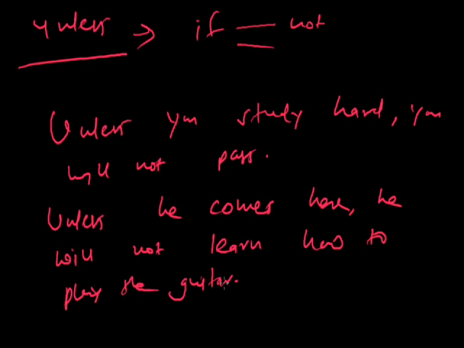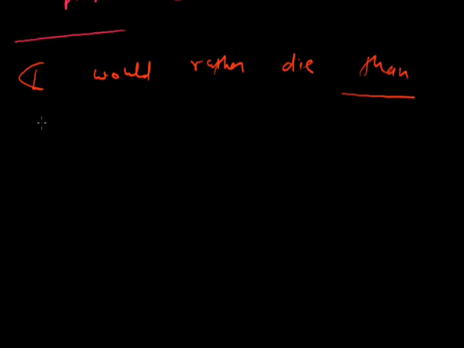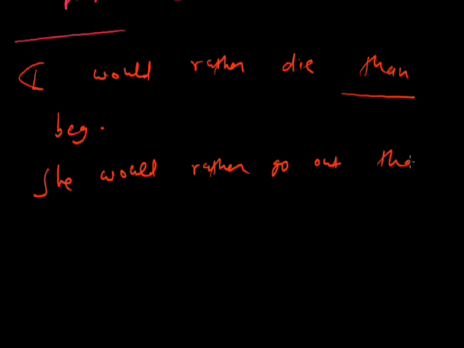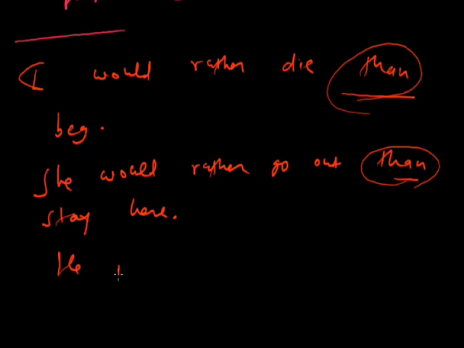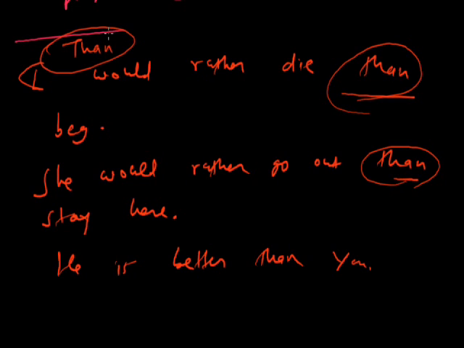Now, finally, one more. Well, this is the third time probably I'm saying finally. I think this one is the final one. Look at these few sentences. I would rather die than beg. She would rather go out than stay here. Clear? So we have this connector than here. He is better than you. So we learned the connector than here. Clear? And that's all about connectors.